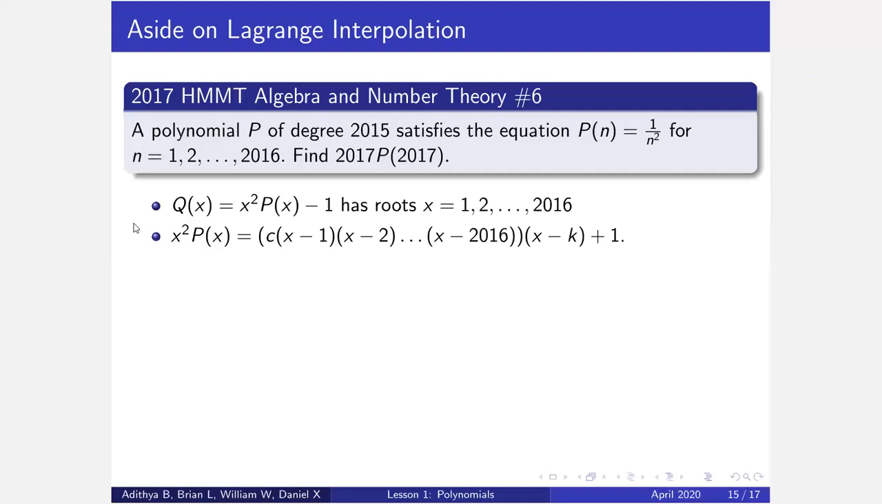So let's do the constant term first. The constant term is just c times 2016 factorial times minus k plus 1. We take all of the linear factors, x minus n, multiply all the n's, and find the constant coefficient. So in the end, that should be c times 2016 factorial times minus k plus 1. And now we know that this number has to be 0.